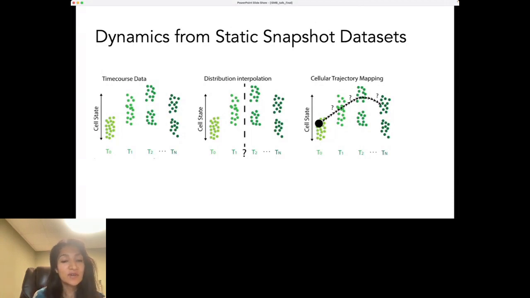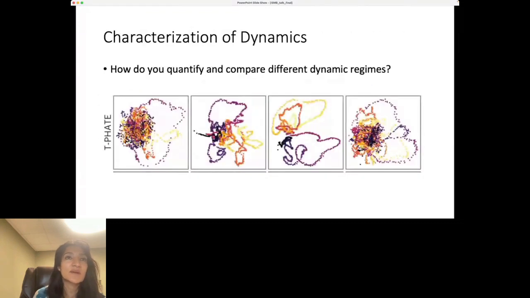Once it's inferred, you might see that the dynamics actually take very complex patterns. This is a newer method from my lab called temporal fate, which is showing the dynamic activation pattern of neurons. And you see that these dynamics are fairly complex. So how can we compare different dynamic regimes and what's really different about them? So that's what I'll try to talk about towards the end of the talk.